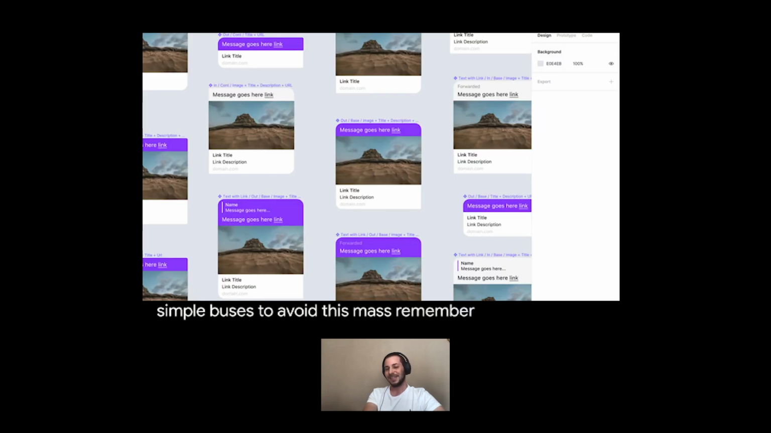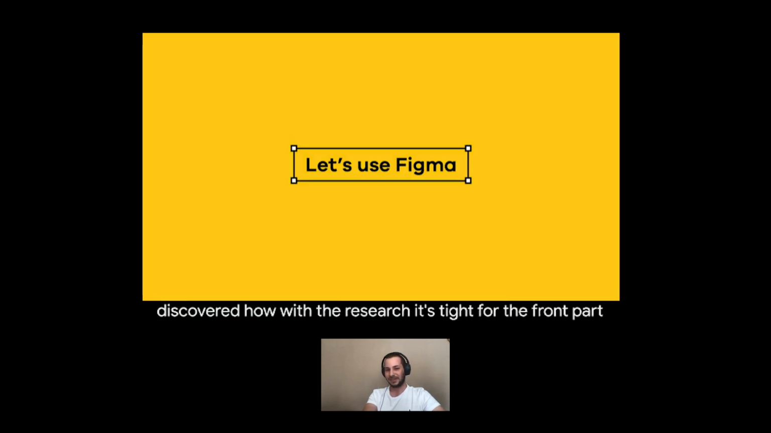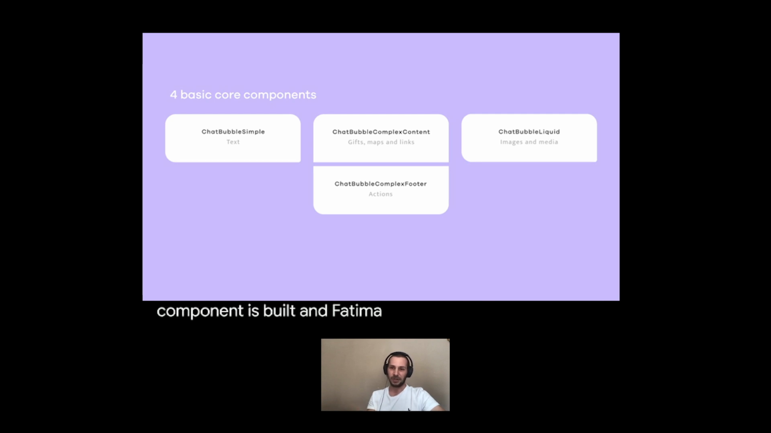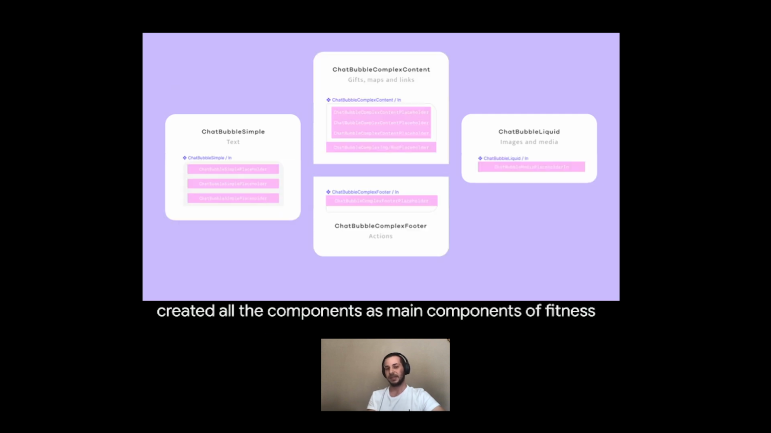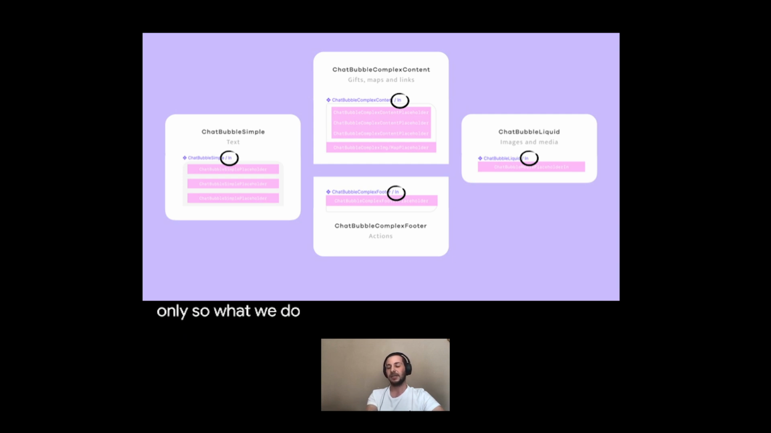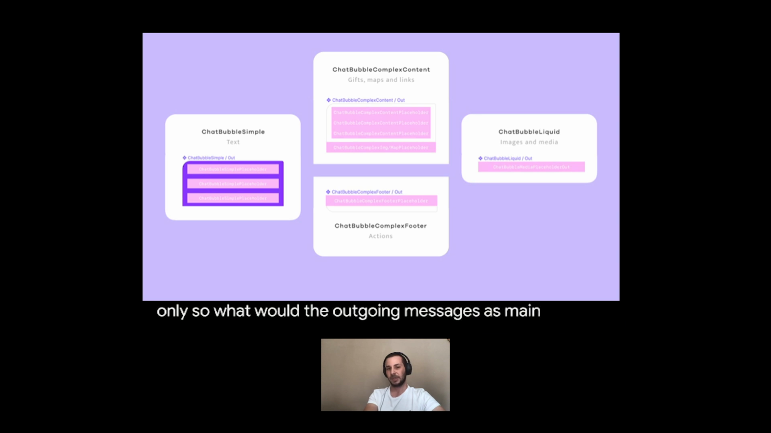You remember? So now that we discovered how we did the research, it's time for the fun part. So let's dig into some technicalities of how the component is built in Figma. Do you remember the four basic core components we have in code? So what we did is we created all the components as main components in Figma. And this is the result. You would also notice that all these main components are for the incoming messages only. So what we did is we added the outgoing messages as main components as well.